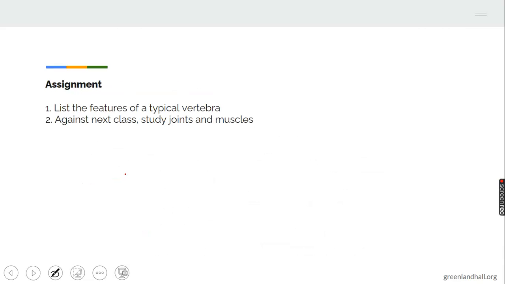Any question before we talk about assignment? Remember, I asked you to find the name for that part of the pelvis. I said it is present in man and it is not all that useful. What is it called? Our assignment for today is we are to list the features of a typical vertebra.